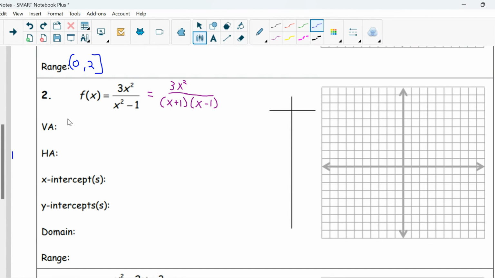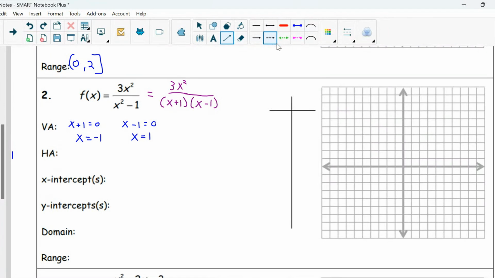So I can write x plus 1 equals 0, and that's going to give me x equals negative 1, and x minus 1 equals 0, and that's going to give me x equals positive 1. So those are going to be my two vertical asymptotes for this case. If your denominator is factorable, there is a chance that you will have multiple vertical asymptotes. So I'm going to graph both of these in actually: x equals 1 and x equals negative 1.